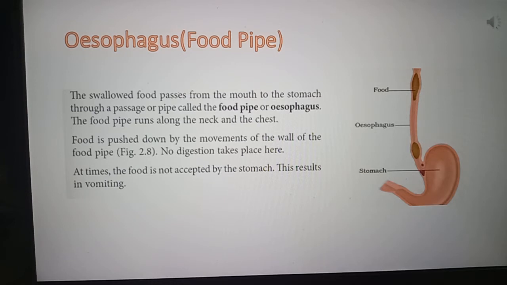So here I want to recapitulate about the esophagus. The esophagus is a tube-like structure. It is also known as the food pipe. The swallowed food passes from the mouth to the stomach through this passage. This passage is known as the esophagus, which runs along the neck and the chest. So you can see over here how the food is moving downwards, and it is reaching the stomach. This figure shows the movement of food through the esophagus.